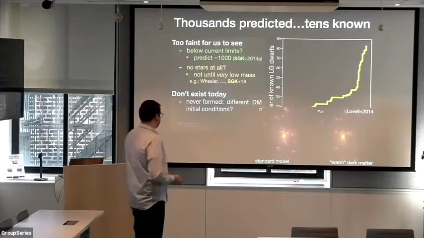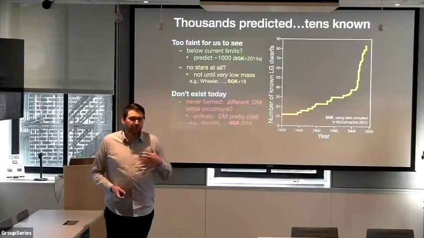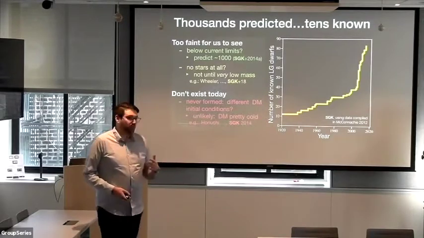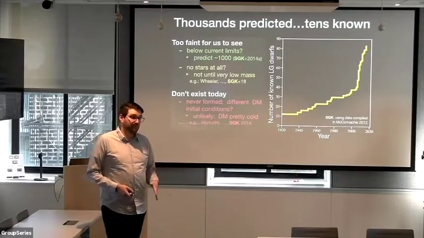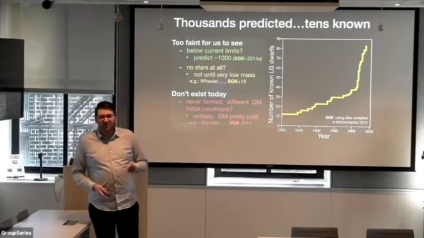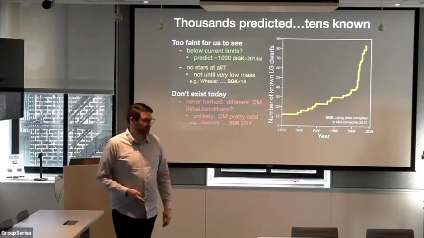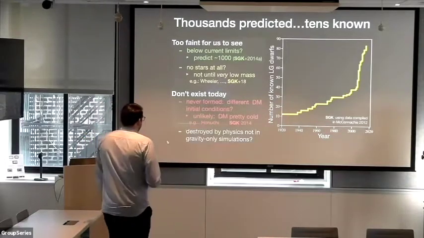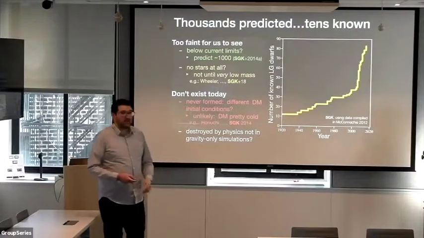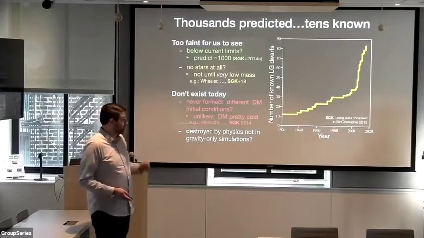subhalos surviving. Now, I'm not really going to go into why, but broadly speaking, the number of galaxies around Andromeda or the Lyman Alpha Forest, these two things tell us that dark matter is pretty cold, so it's not very likely, at least, that the missing satellites problem is solved by warm dark matter. Of course, the other possibility for why they don't exist today is that they've been destroyed by physics that are not included in these gravity-only simulations.